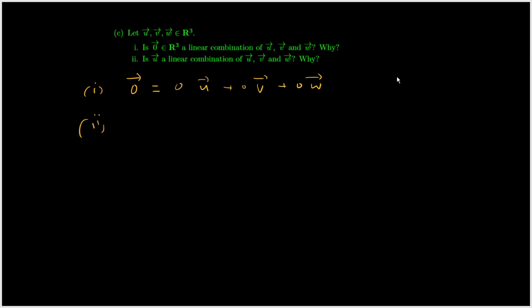Now question 2, is U a linear combination of U, V, and W? U is one of the three vectors. I'm trying to show you that if a vector is one of the vectors in a collection, then any one vector in the collection is a linear combination of the collection of vectors. It's easy too, right? U can be written as a linear combination of U, V, and W as U is equal to 1 times U and then plus 0 times V, a number 0.